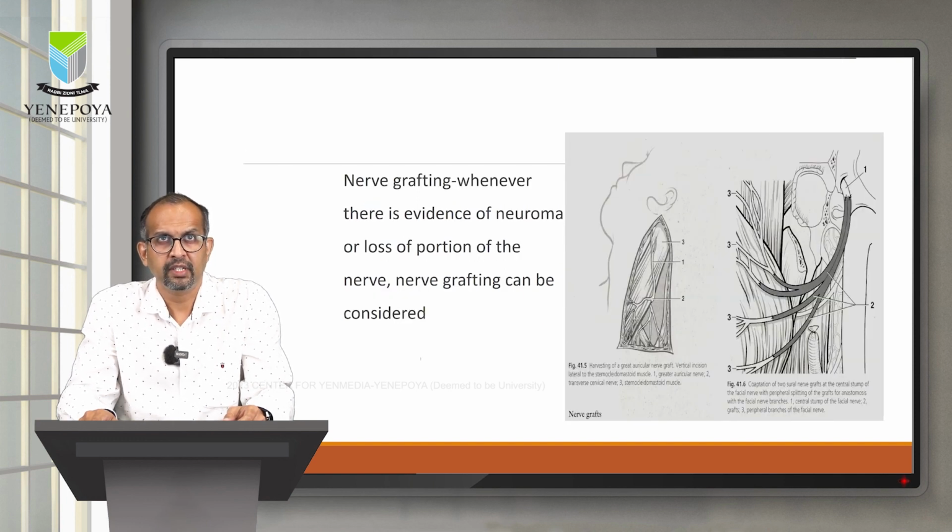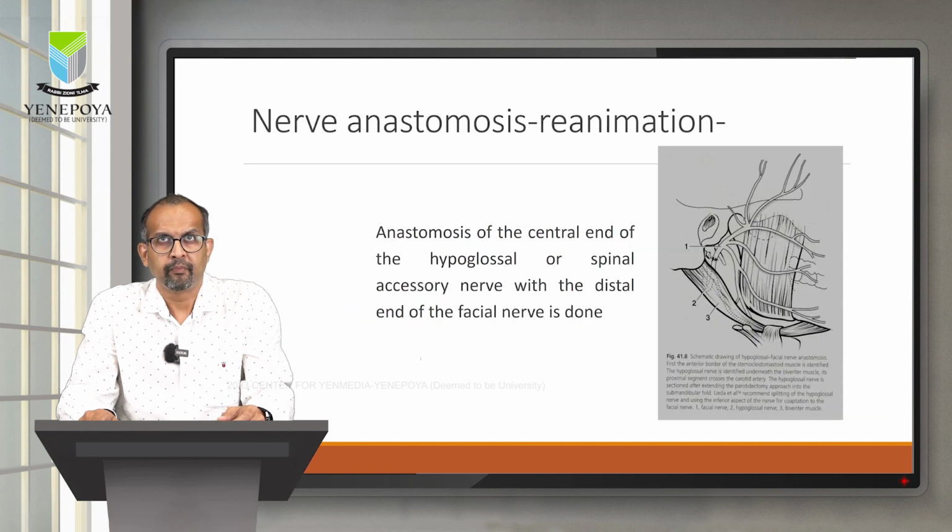You can see the nerve grafting. Whenever there is evidence of neuroma or loss of a portion of the nerve, grafting can be considered. You can see in the picture, the nerve grafting can be chosen and you can choose which area to be grafted and you can re-anastomose that with the nerve. You can see re-anastomosis, nerve anastomosis with reanimation. Anastomosis of the central end of the hypoglossal or spinal accessory nerve with the distal end of the facial nerve is done so that we can re-establish the motor function of the facial muscles.